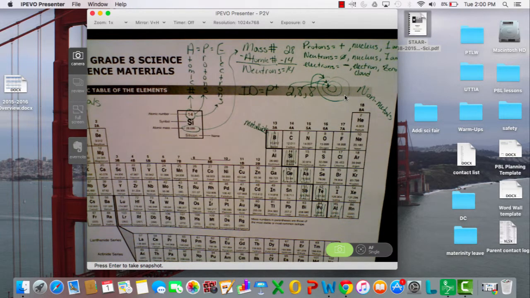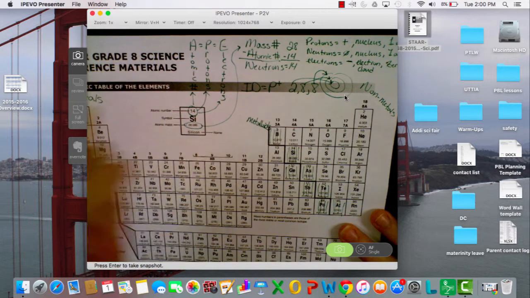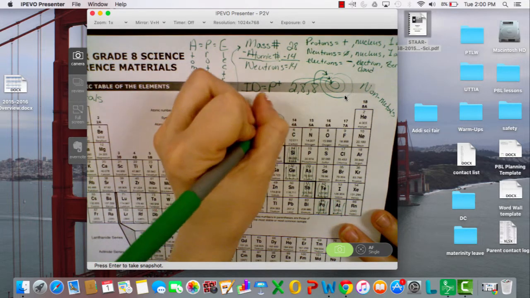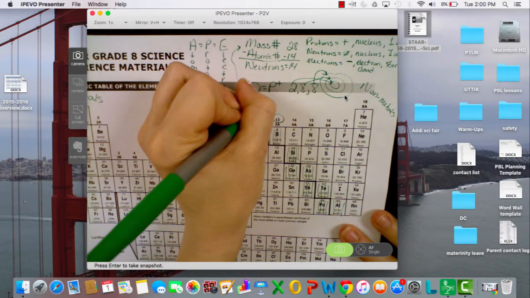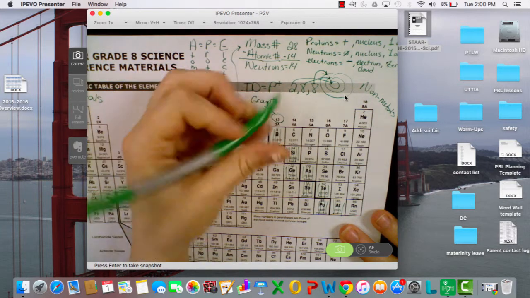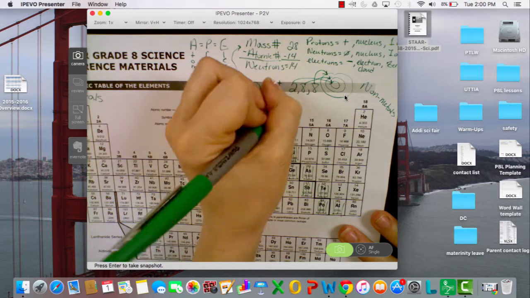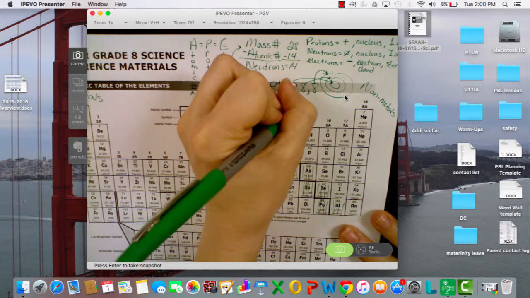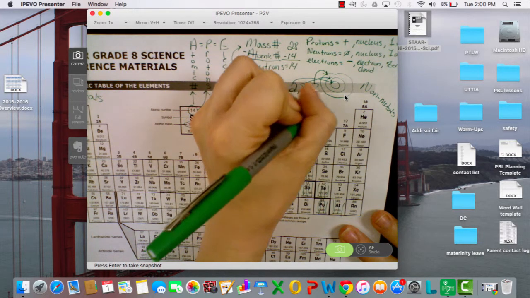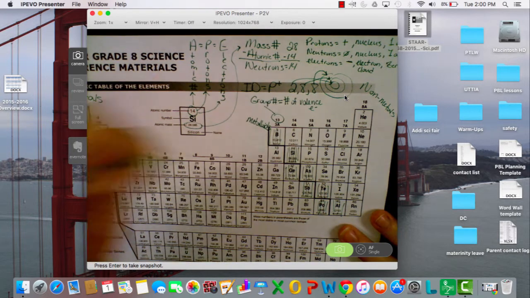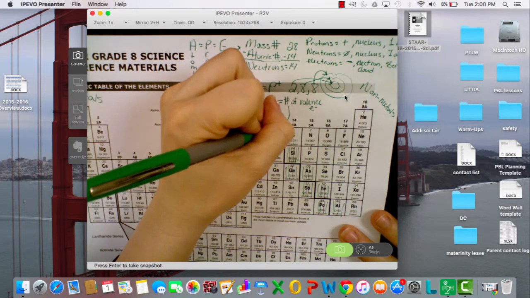Okay, well, what are all these other numbers on here? Well, this number right here is called the group number. Remember, groups go up and down. And the group number will always tell us the number of valence electrons. Well, what is a valence electron?